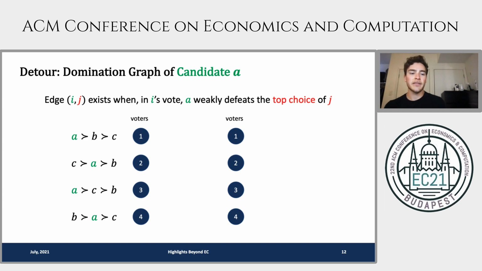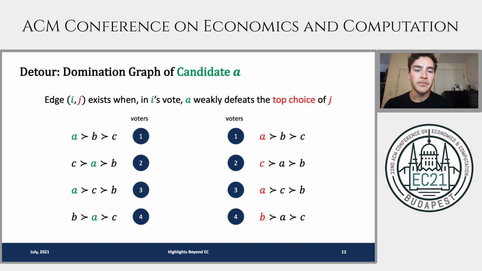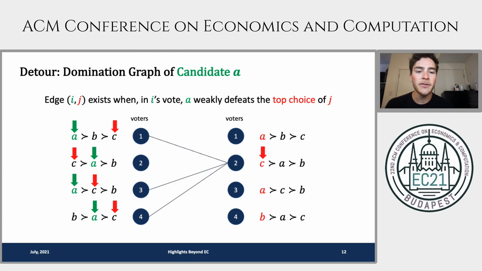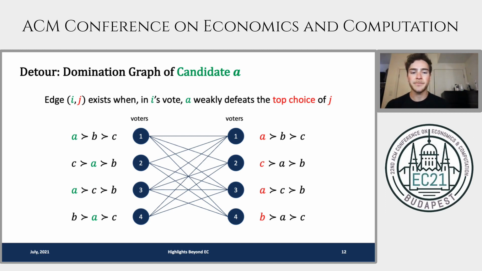So let's say the rankings look like this, and we highlight A on the left here, and the top choice of the voters on the right. So these are the same rankings. Let's consider the edges incident to this voter 2 on the right. We look at the top choice of voter 2. This is candidate C, and we look where does C appear in all the rankings on the left. And then we compare this to where candidate A appears. And whenever A is above C, we'll draw an edge from that voter on the left to 2 on the right. And whenever C is above A, we won't. So the edges look like this. And of course, we can do this for all the voters, and we're left with this graph.